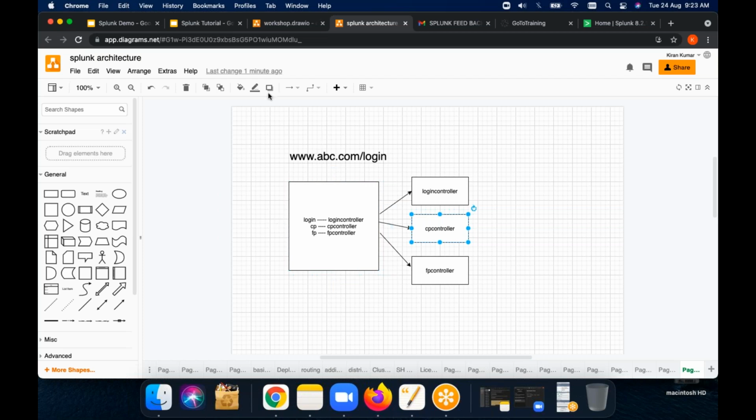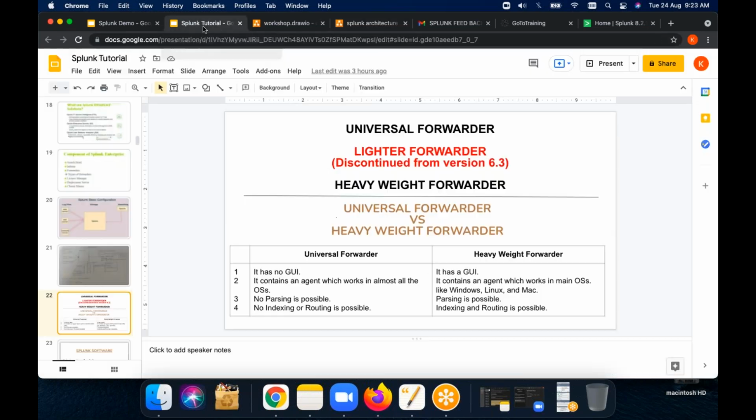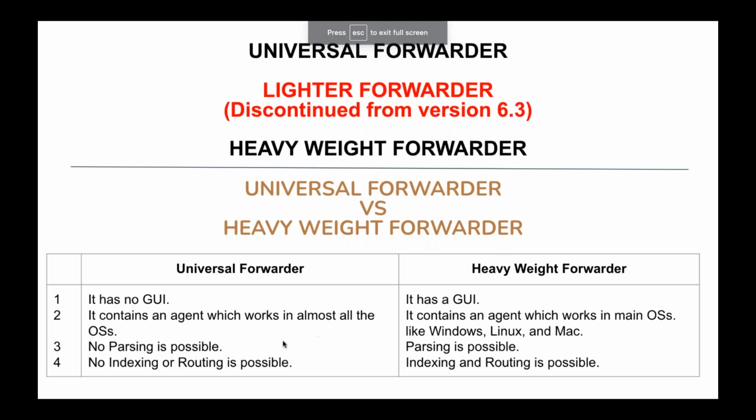So similarly, in Splunk also, what does it do? It routes the log files. This you remember, that is called routing. It routes the log files, whereas the universal forwarder does not have that feature, whereas the heavy forwarder will have that feature. So these are the basic differences.